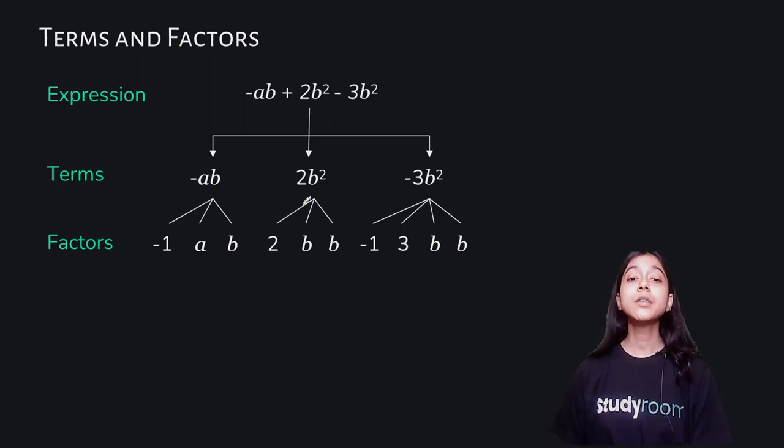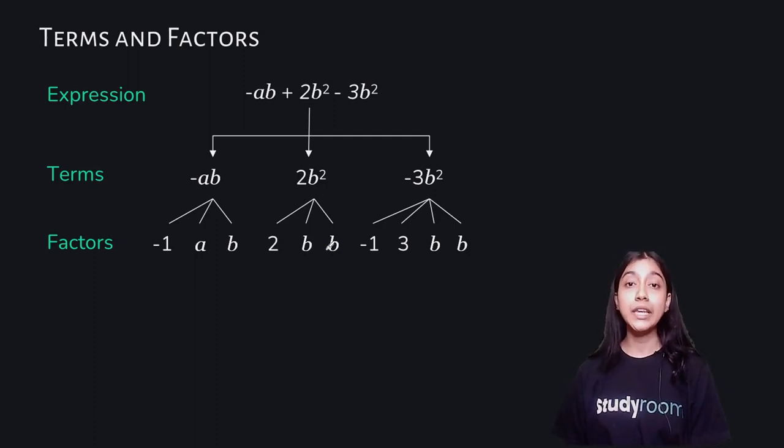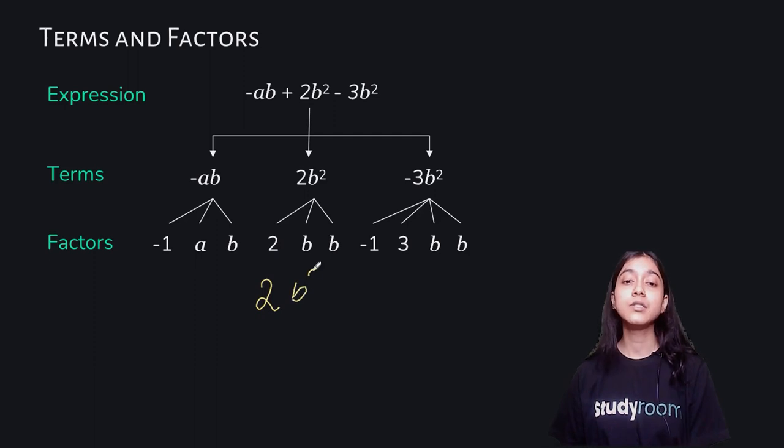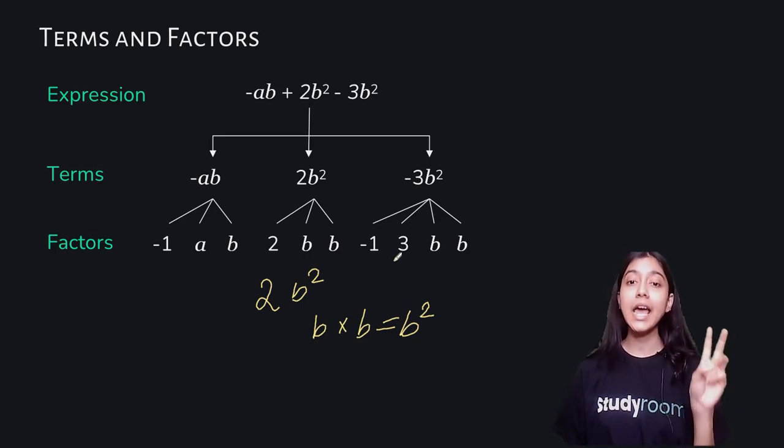The second term that we have is 2b square. So the factors should be 2 into b into b, that is 2 times b square. So why are we taking b into b? Because b multiplied by b gives us b square. So the factors of 2b square will be 2, b and b.